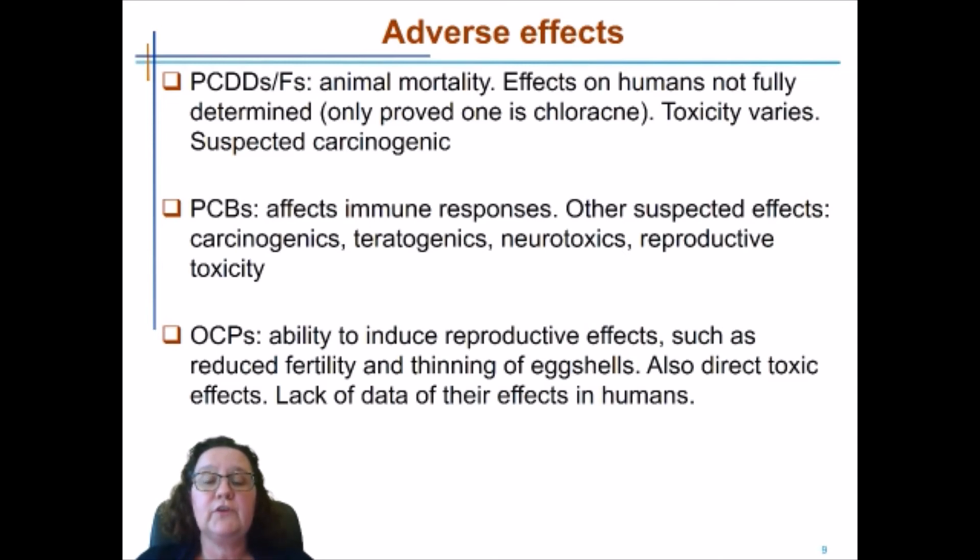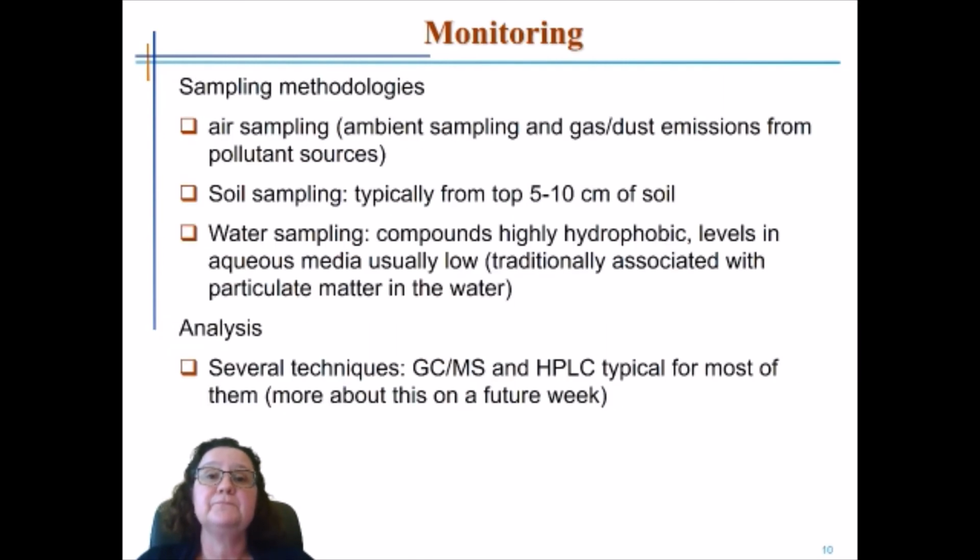Organochlorine pesticides, for example, DDT is very famous for the effect in reduced fertility or affecting the eggshells, the thinning of the eggshells. Some of them have direct toxic effects, although in some cases there is a lack of data of their direct effect in humans. But in general, it is the effects in the reproductive system, the toxicity for both humans and or the environment, and their persistence that makes them an environmental issue of concern.